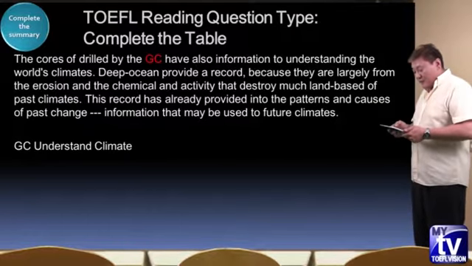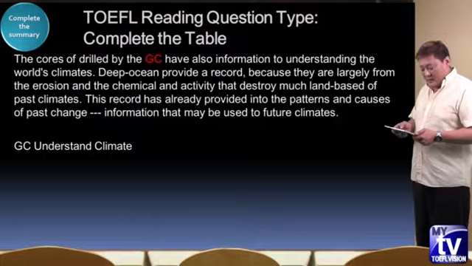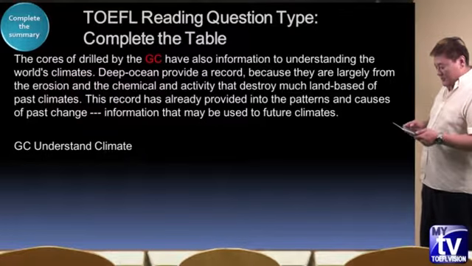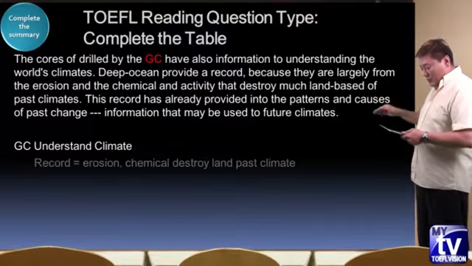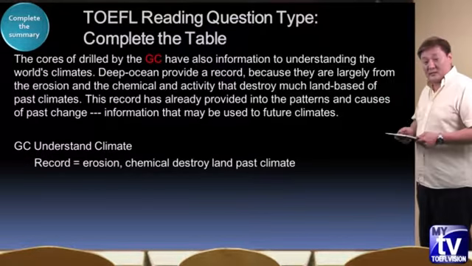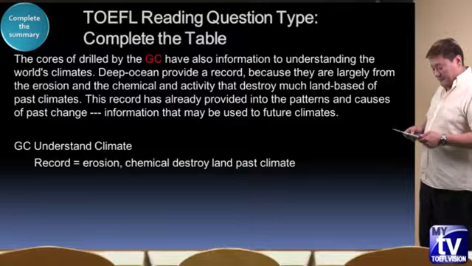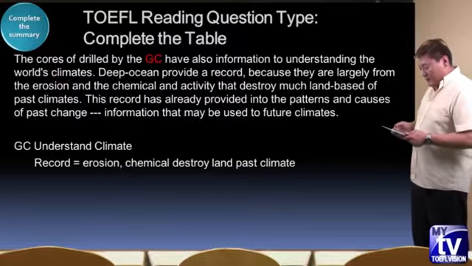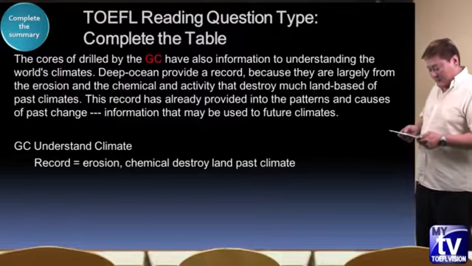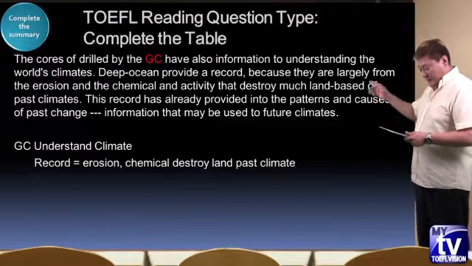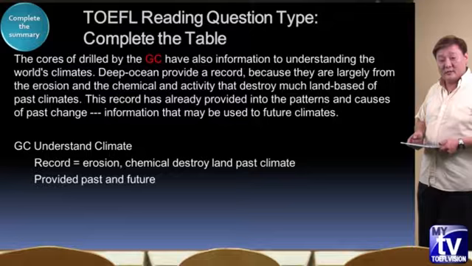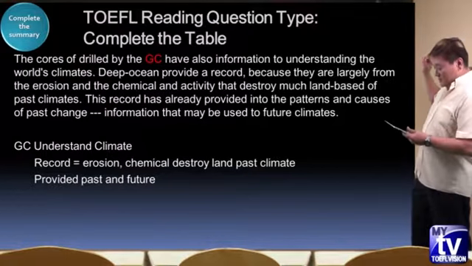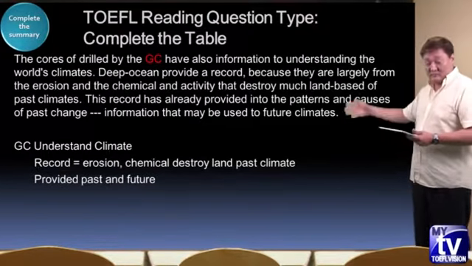Deep ocean provides record because they are largely isolated from the erosions and the chemical activity that destroy much land-based evidence, okay? So record equals erosion, chemical destroyed land-based climate, okay? So this record was already providing the patterns and causes in the past, okay? So past, boom, provide past, and last sentence is future, okay? So your notes go like this. It looks pretty easy, doesn't it?